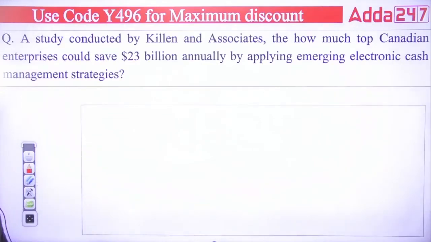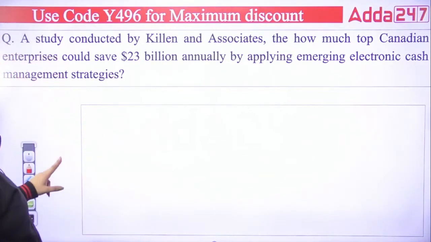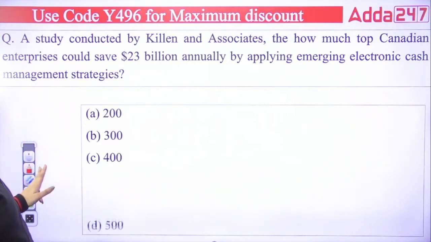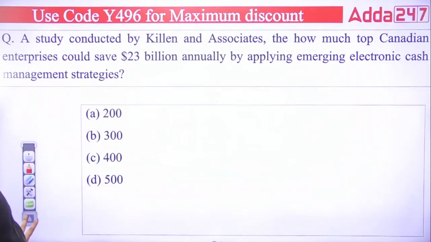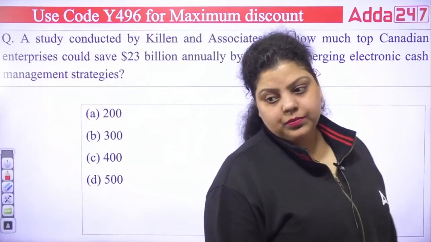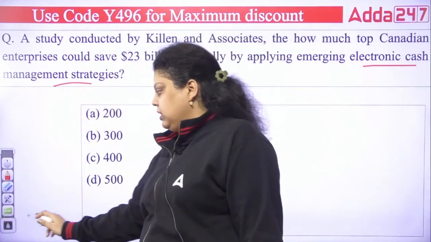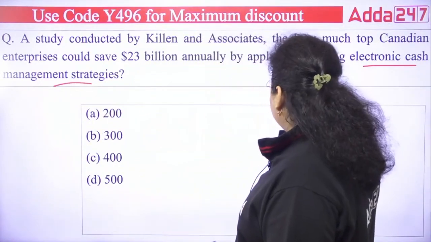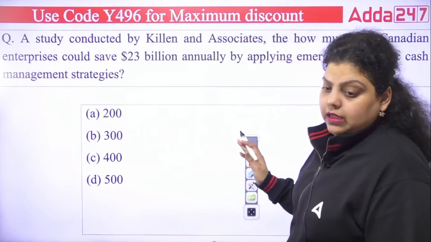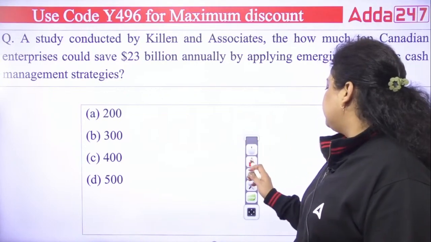Now, a study conducted by Gillen and Associates asks how much top Canadian enterprises could save annually by applying emerging electronic cash management strategies. So they are asking how much top Canadian enterprises are saving annually by applying their emerging electronic cash management strategies. Because the Canadian enterprises were earning a lot of money by simply doing electronic cash management strategy. That's why it became very famous in the market.